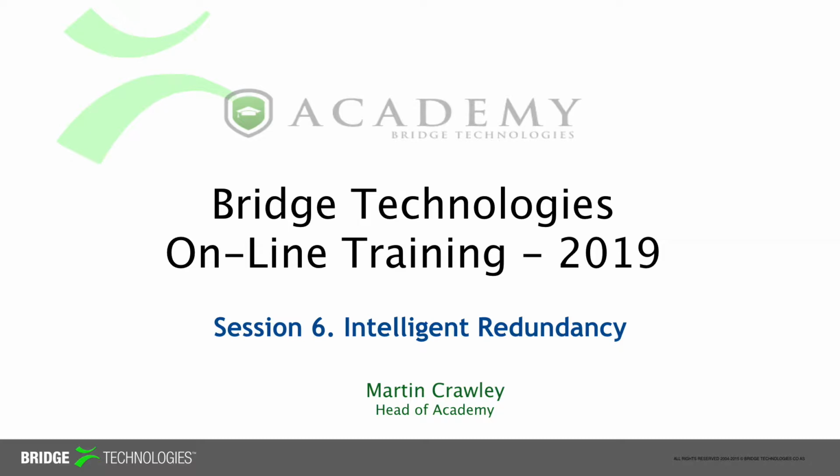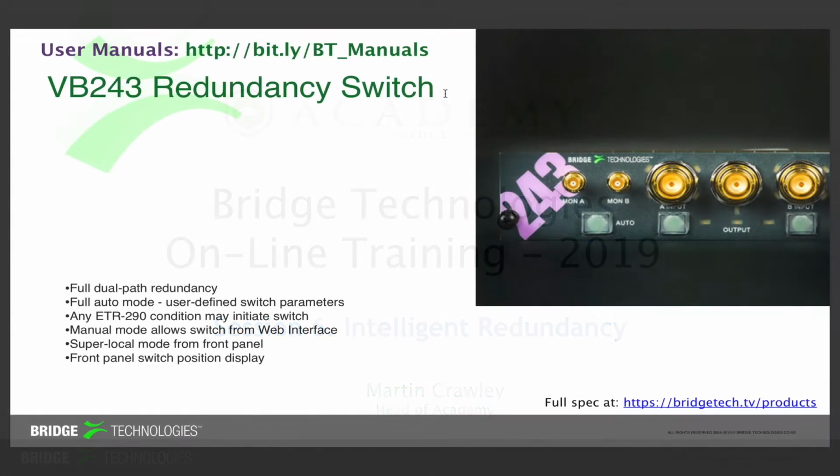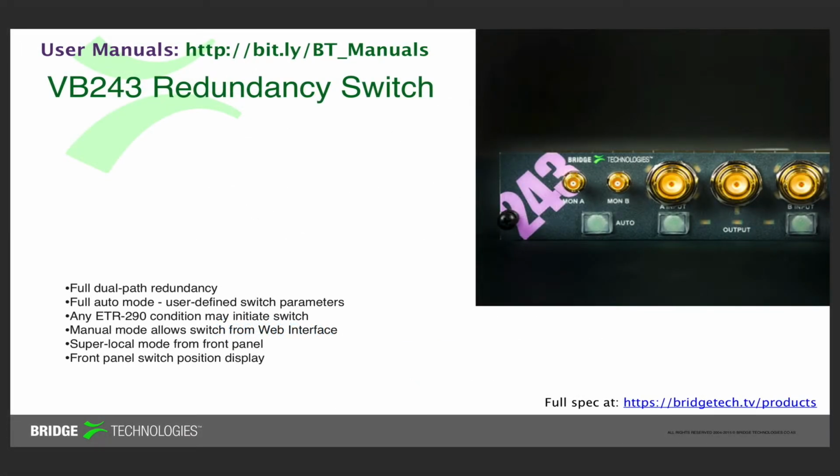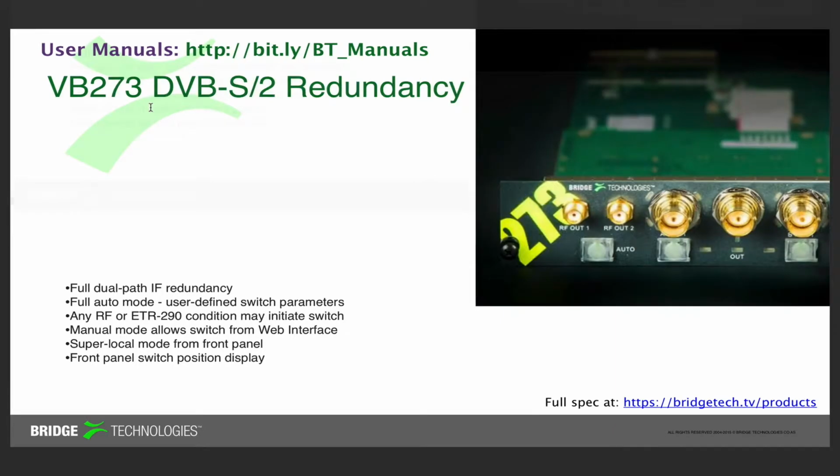Today we're going to be looking at intelligent redundancy. Now, intelligent redundancy comes in two devices. One is purely for ASI. So in other words, we switch ASI inputs to one single ASI output, depending on ETR290 monitoring, in other words MPEG transport stream monitoring. And then there's the satellite redundancy, the so-called VB273, which takes it one level further.